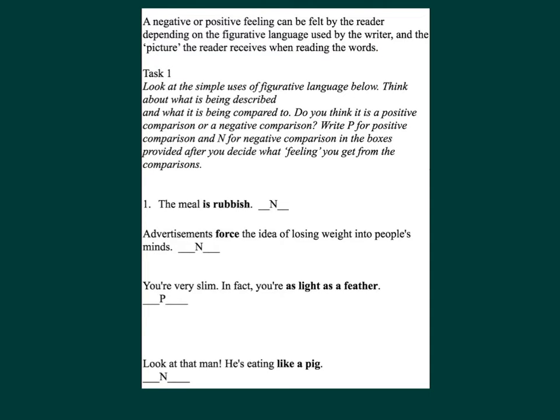Task 1. Look at the simple uses of figurative language below. Think about what is being described and what is being compared to. Do you think it is a positive comparison or negative comparison? Write P for positive comparison and N for negative comparison in the boxes provided. I will decide what feeling you get from the comparisons.